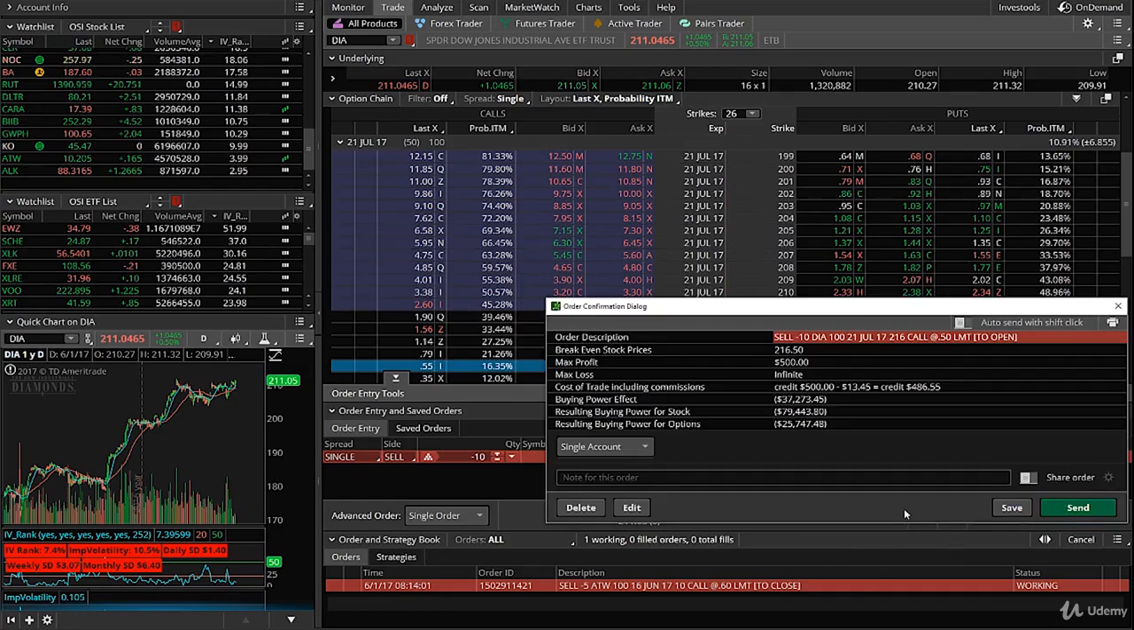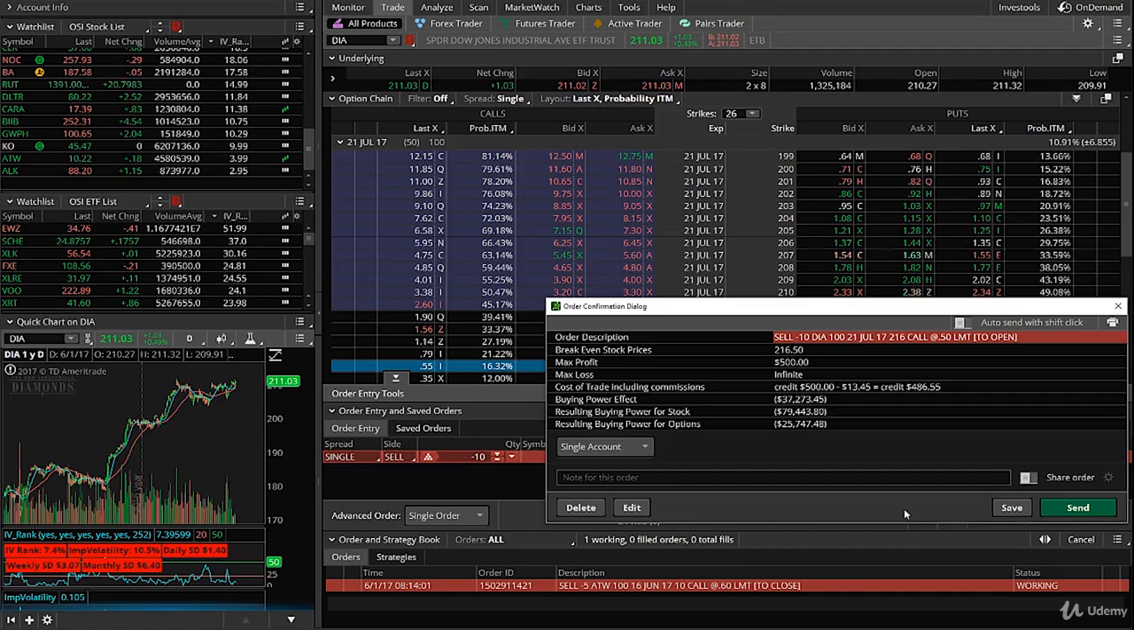Just like with buying an option, we're going to be presented with some general trade details. First, we have the break-even of $216.50, the strike price plus the premiums received per share. As long as the stock trades below this level, we will make a profit. Our max profit is going to be the 10 contracts, which controls 1,000 shares, times the price of 50 cents for a total of $500. Our max loss is infinite because technically this stock could trade to infinity, even though we know that would never happen.